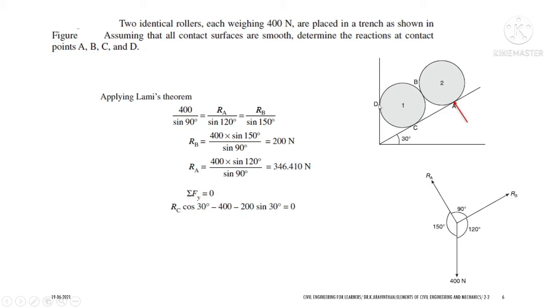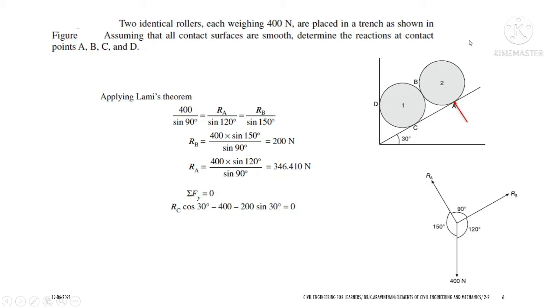So there is a trench here, and the angle of the trench is 30 degrees. You have the total number of supports: this is at point A, point B is the meeting point, and points C and D are on the surface of the trench. We have to find all the support reactions. Let us first draw the free body diagram in order to identify the reactions.